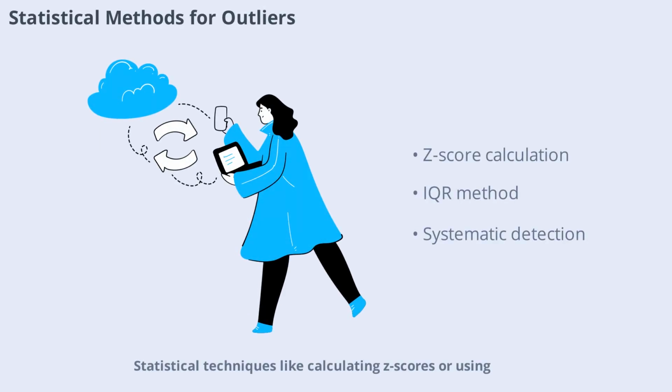Statistical techniques like calculating z-scores or using the interquartile range (IQR) help identify outliers mathematically. The z-score measures how many standard deviations a value is from the mean, while the IQR focuses on the middle 50% of the data. Values that fall far outside these ranges are flagged as outliers. These methods provide a systematic way to detect anomalies in large datasets.